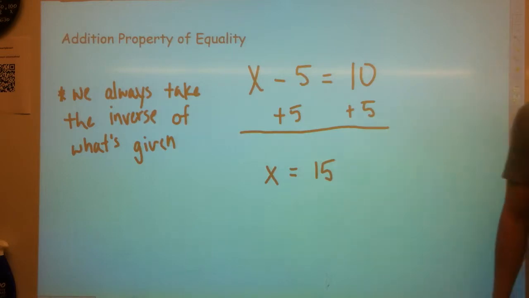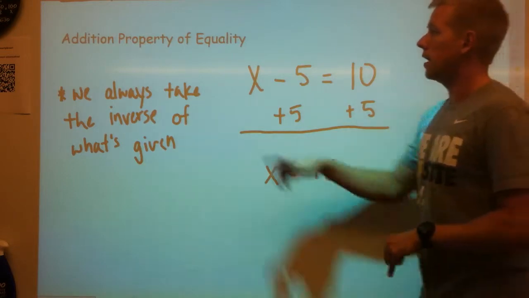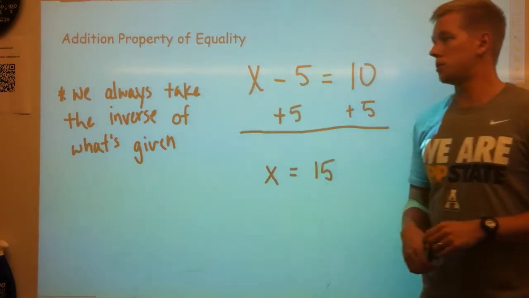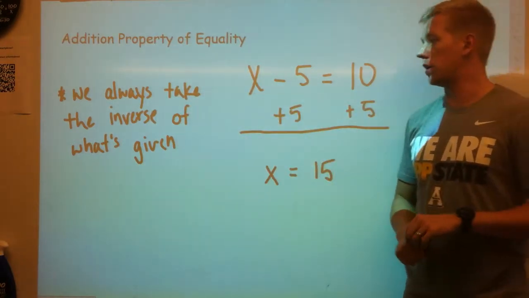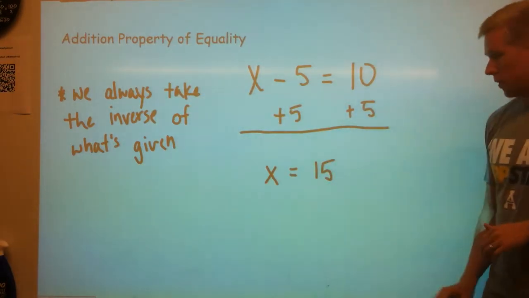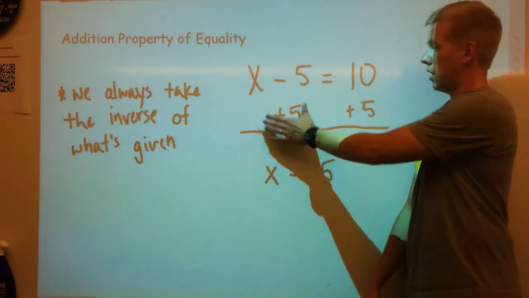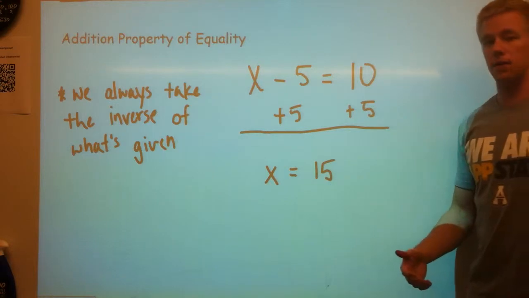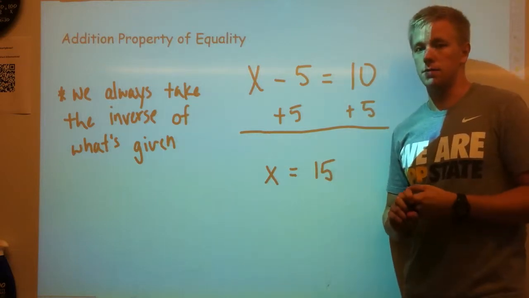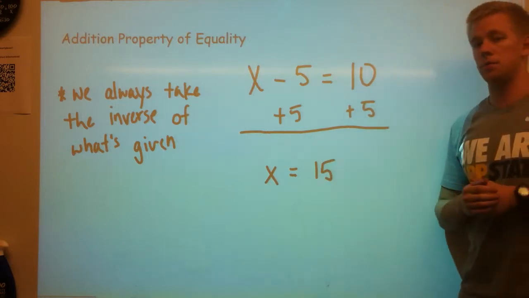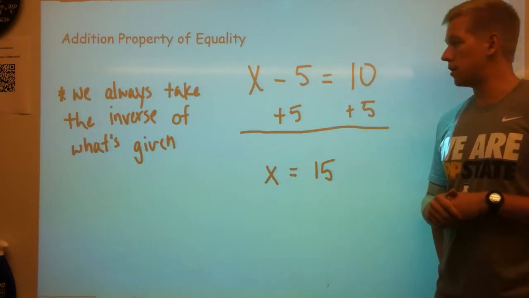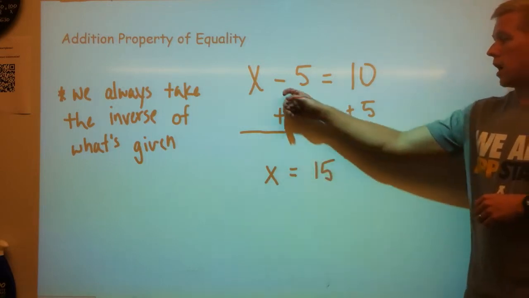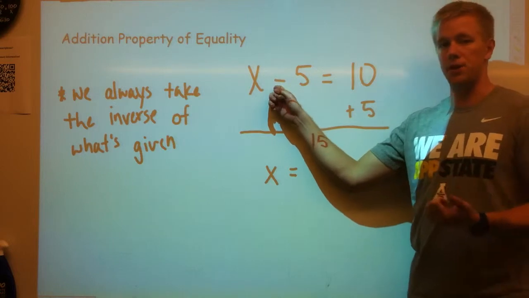Alright, so first thing we're going to do, the addition property of equality. I want you to write that down. With the addition property of equality, when we have x minus 5 equal to 10, we always take the inverse. And inverse means opposite. So if you want to write that little side note, inverse means opposite. You always do the opposite of whatever operation you see here.